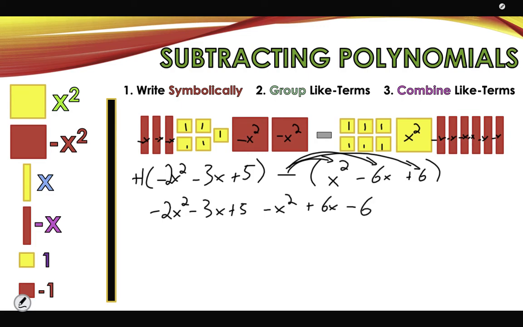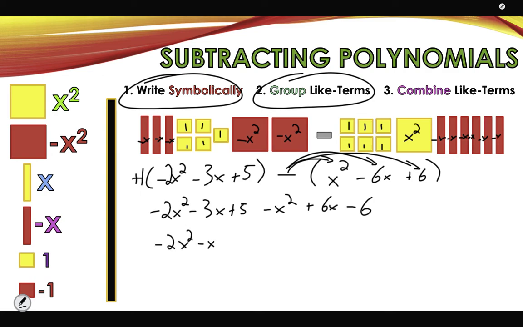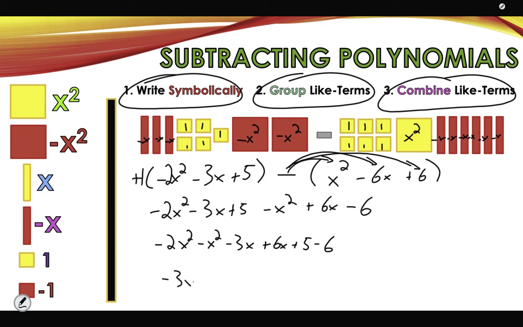So what we'll end up with is that I've written out all of the polynomial expressions, and I simplified, I got rid of the brackets. Time to group. And now it's time to combine. So negative 3x squared plus 3x minus 1.